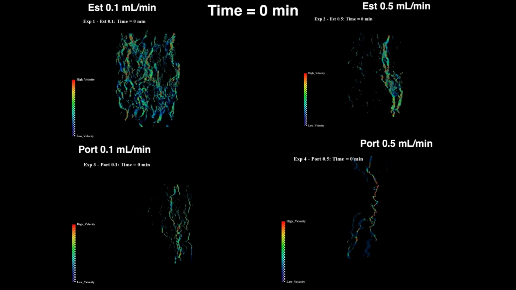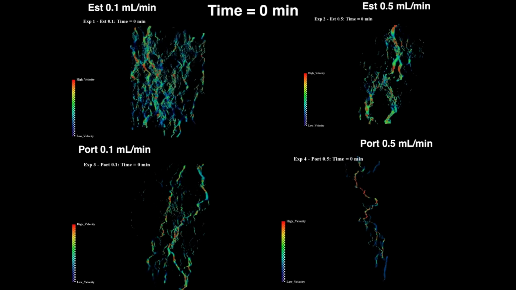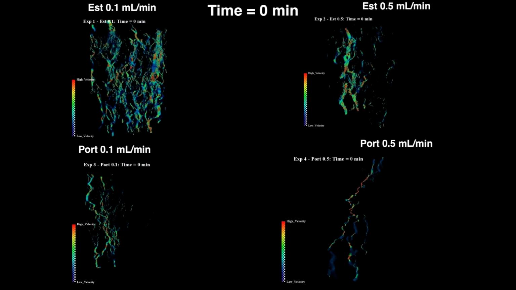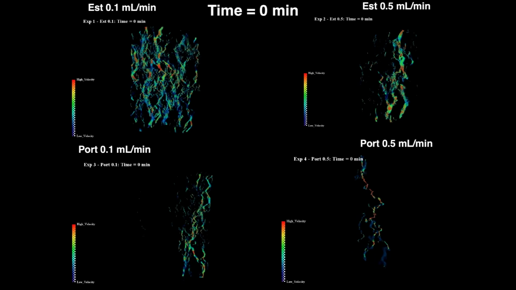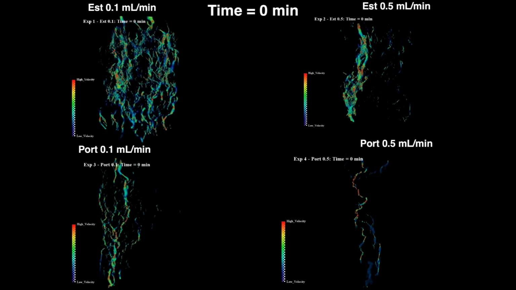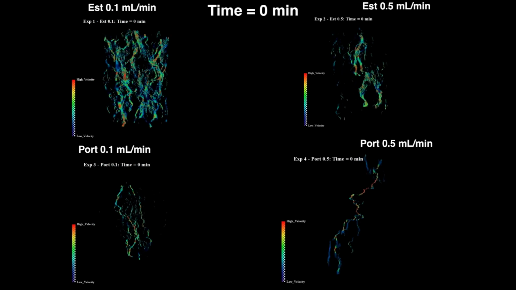Here we see that the initial flow is directed through small preferential flow paths in experiments 2, 3, and 4, while there are many initial flow paths in experiment 1. This is confirmed by the initial permeability for all experiments except experiment 1.